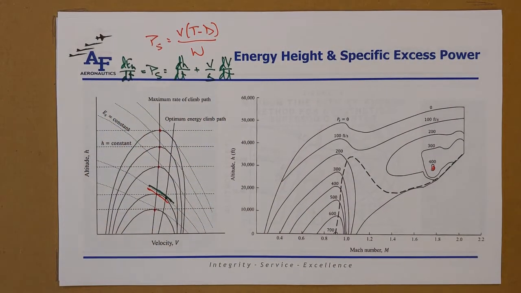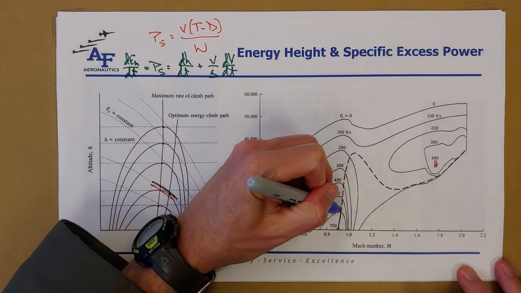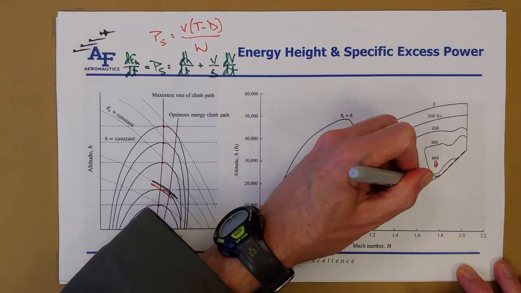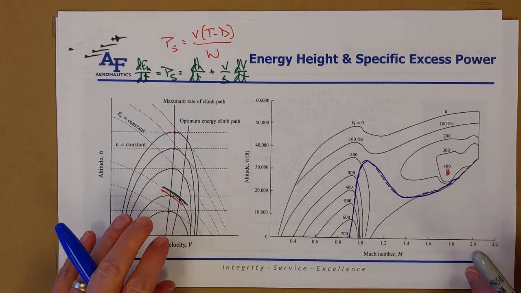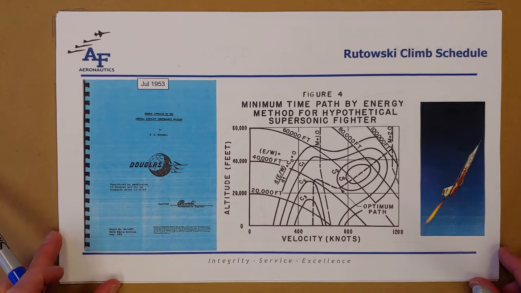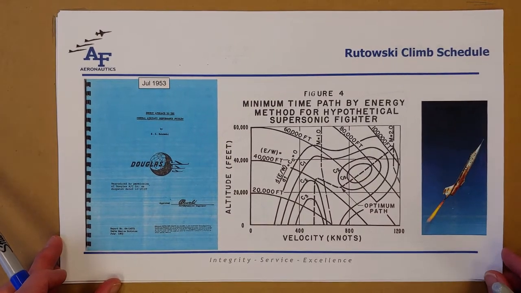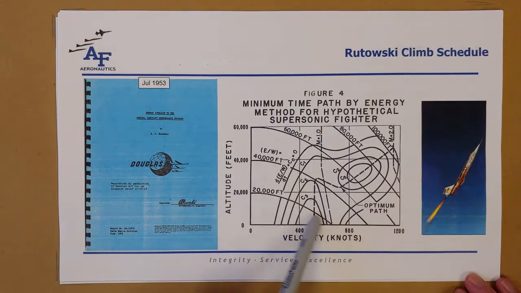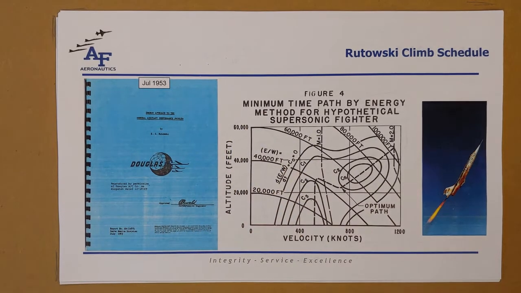So this trajectory right here that goes through the tangents is called the Rutowski climb schedule, named after Rutowski. This is the report that he wrote, a copy of the report that he wrote back in 1953. And here's a graph straight out of it. So we built an entire generation of aircraft, the Century Series fighters, based on this particular theory of getting fast and going fast.